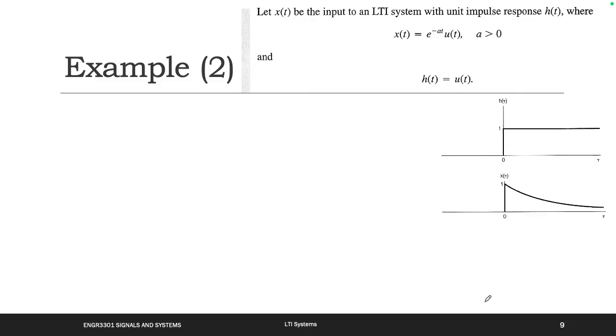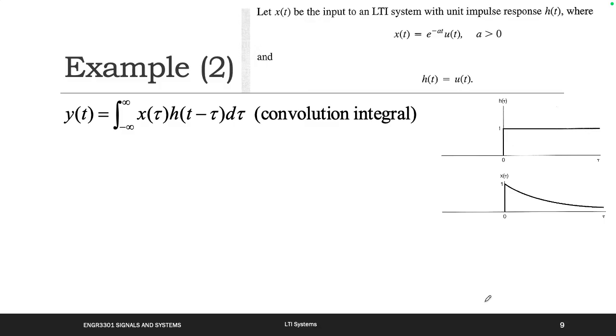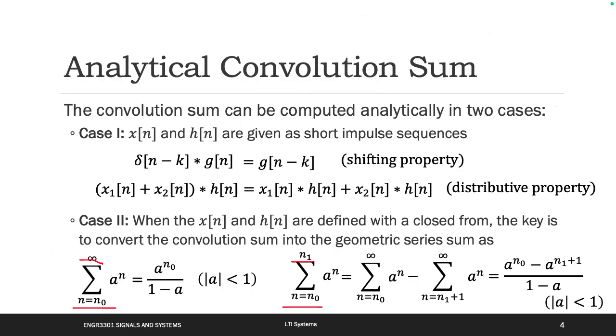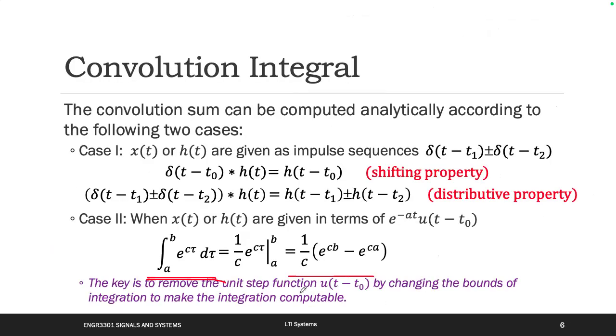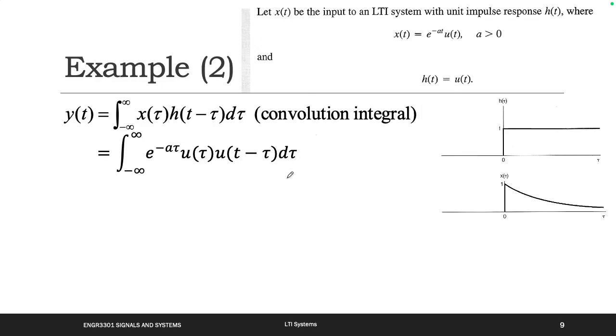I think the equation should pop up in your mind. It is the convolution integral. So we use this equation, and then we put x(tau) and h(t minus tau) into it. Am I right? And then we have this one. What's the next step? We talked about that when we discussed the convolution integral. The key is to remove the unit step function. So here we try to remove the unit step function.